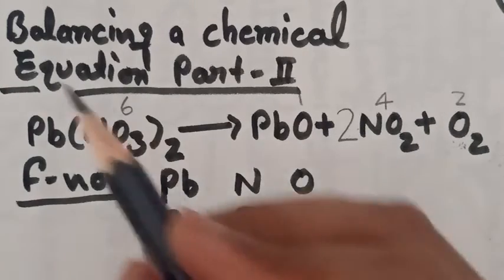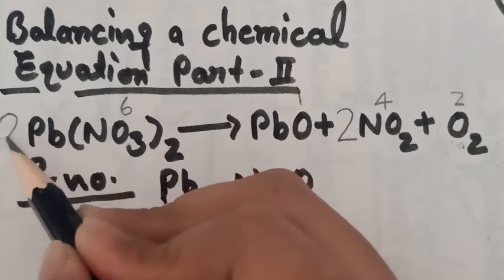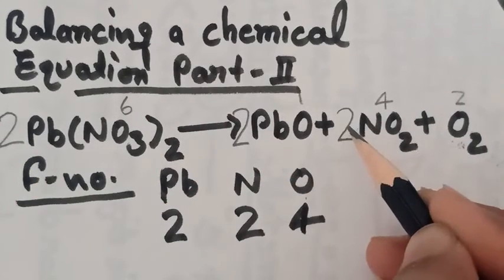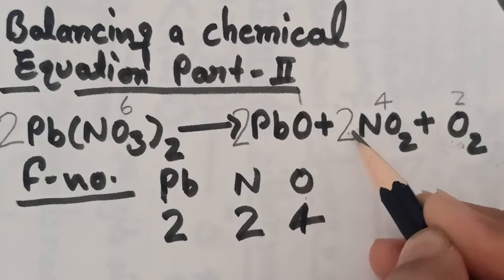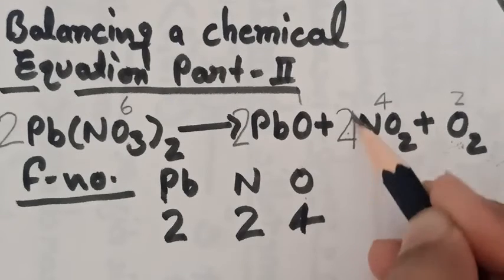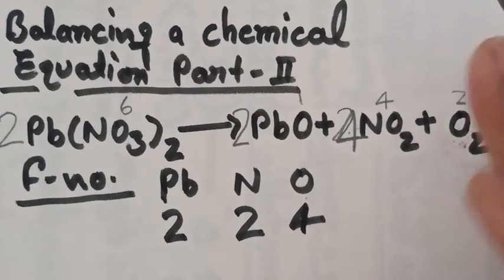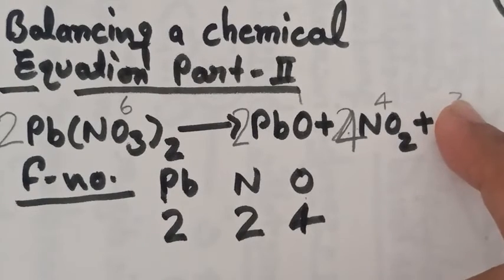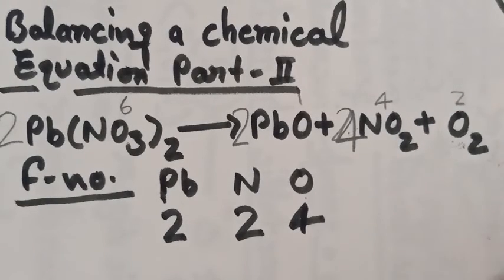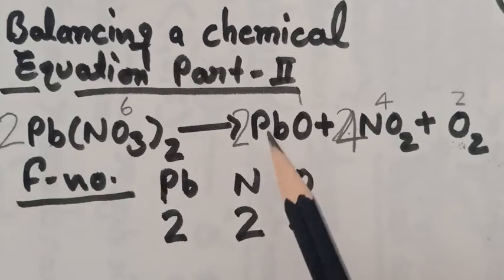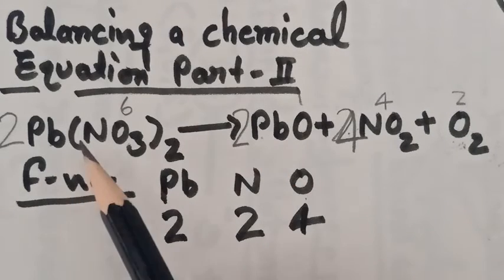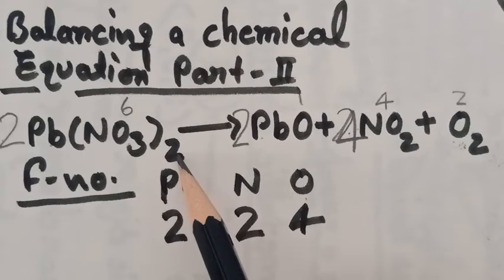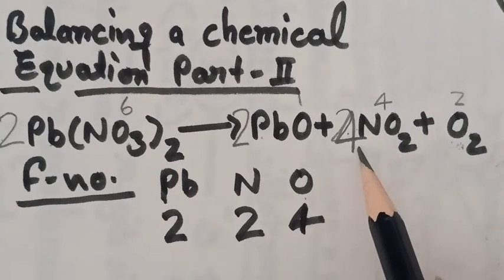So according to this rule, we multiply this whole reaction by 2. This side 2, here also 2, here was already 2, so 2 times 2 is 4. So this side 4, and we leave this oxygen as it is. Now count all the elements one more time. Lead 2, balanced. Nitrogen 2 times 2 is 4. Nitrogen is 4 and this side also 4.